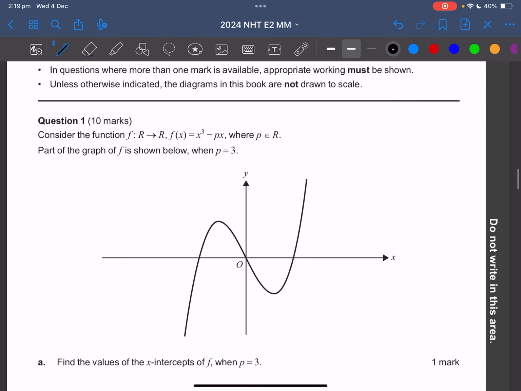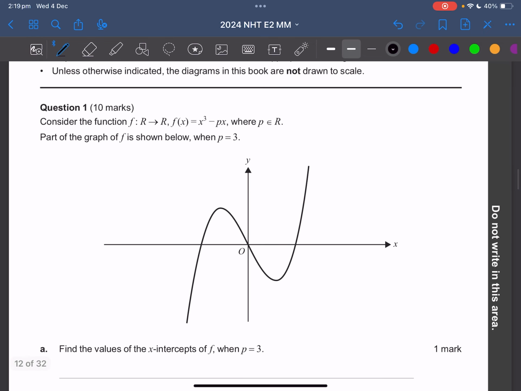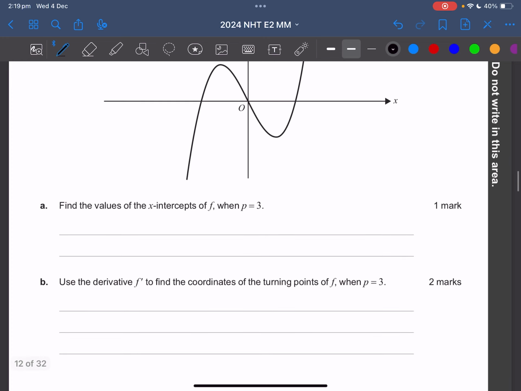So question number 1, f of x is equal to this, where p is real. Part of the graph of f is shown below when p equals 3. Find the values of the x-intercepts of f when p is equal to 3. Okay, so let us do this question on calculator.